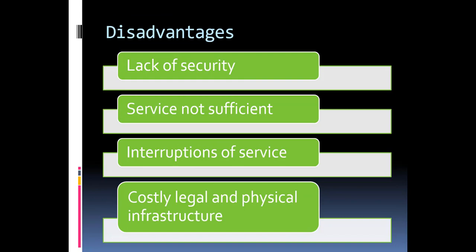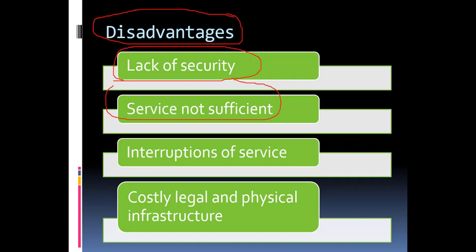But there are also disadvantages of using online banking, which is lack of security, meaning there is no guarantee that the transaction is safe, and service not sufficient, which is when the line is not stable, we cannot do the transactions. And then the interruption of the service, sometimes the website has line problems and we cannot proceed with the transactions, and the costly legal and physical infrastructure. So we also need to use the internet, and we need to have an internet line to make sure that we can do the transactions.